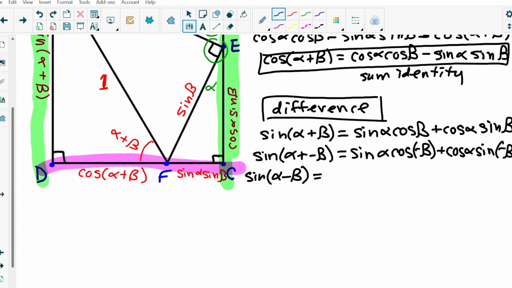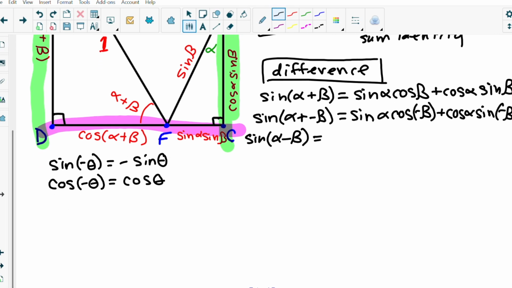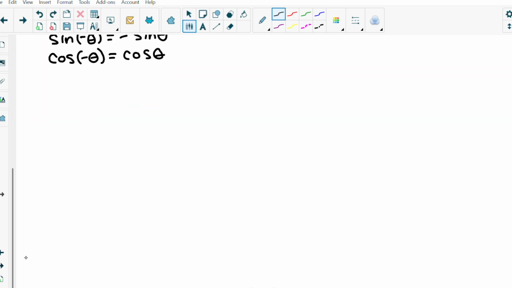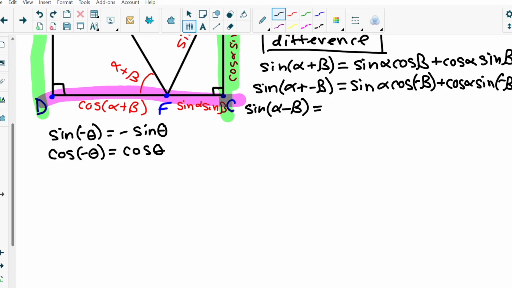So off to the side here, when I have the sine of negative theta, this is a handy identity to know. This is equal to negative sine of theta. When I have the cosine of negative theta, that is the same as just cosine of theta. Well, I'm going to do a brief segue here. I'm going to draw this out. I want you to understand through some graphs why this is true.